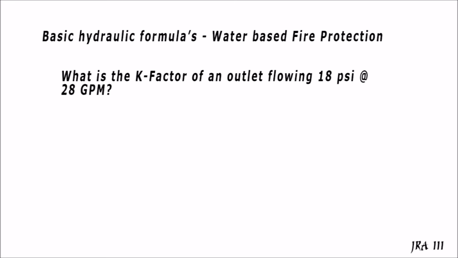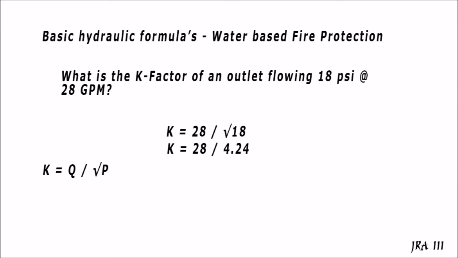Now, rearranged: what is the K factor of an outlet flowing 28 GPM at 18 psi? We're trying to solve for K, so K equals Q divided by the square root of P. Plugging those numbers in, K equals 28 divided by the square root of 18, which is 28 divided by 4.24, coming out to K equals 6.6. So the K factor of this outlet would be 6.6.